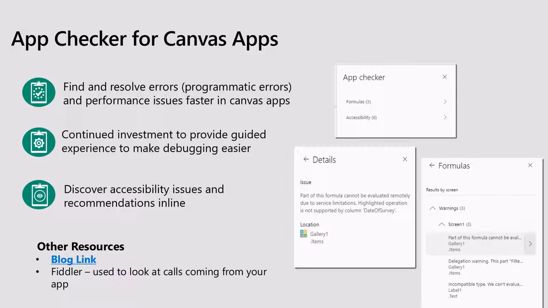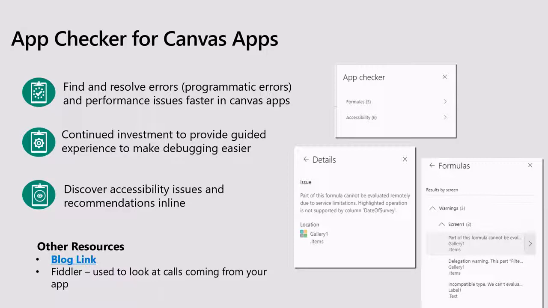Also, just to call out one other resource, this is something we use internally as well: Fiddler. If you're familiar with the tool Fiddler, for watching web traffic, that's something we use internally also. So the app checker works well, and it's built within the Canvas App Studio. But if you run into specific challenges, reach out, use Fiddler, because it can definitely help you investigate issues further if they're not getting exposed within the App Studio.